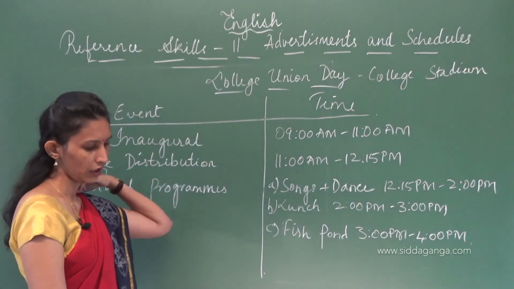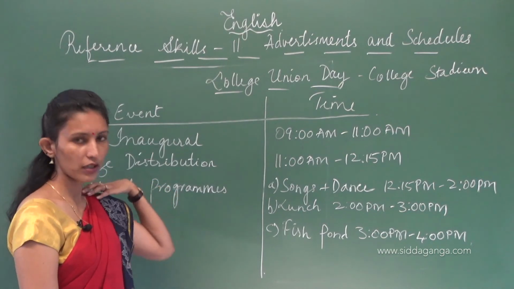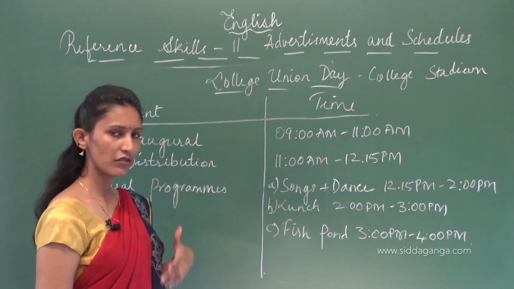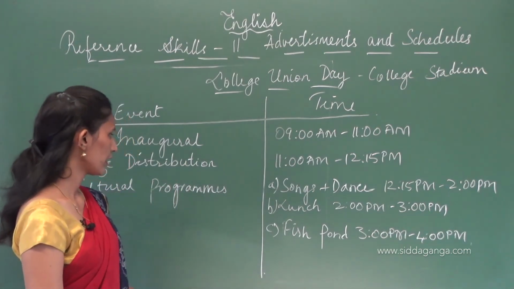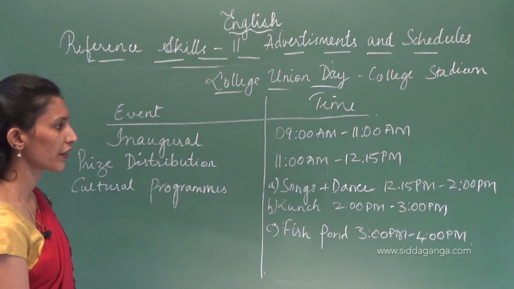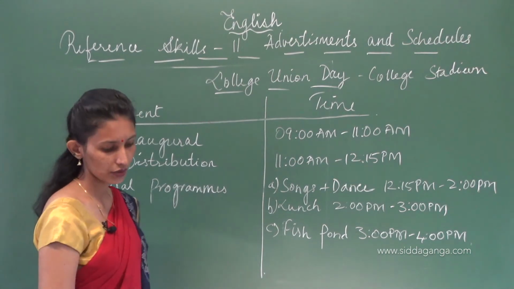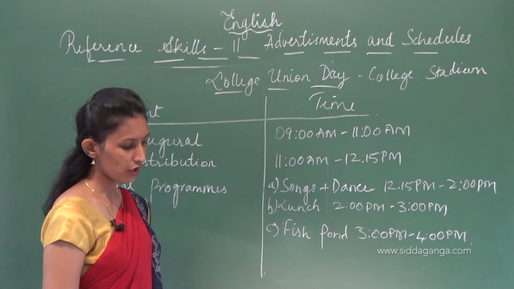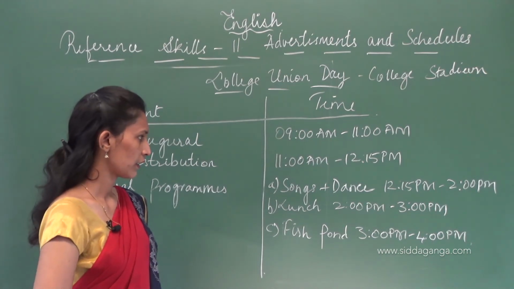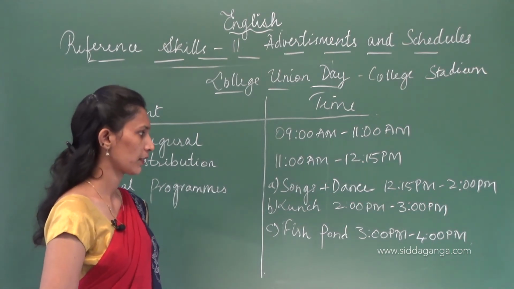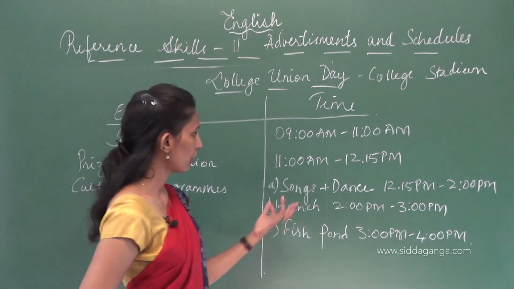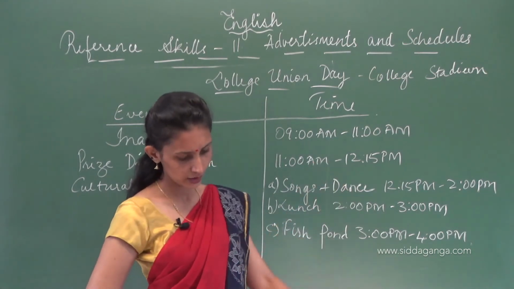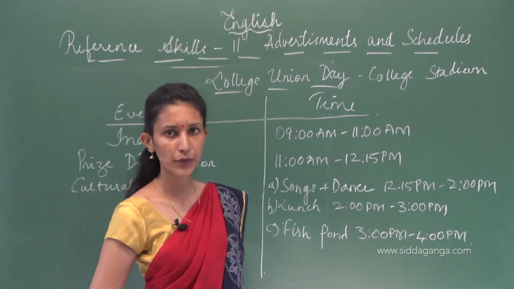Then, what is the time allotted for fish pond? 3 p.m. to 4 p.m. Okay. How many cultural programs are there? Song, dance and fish pond. Either you can write song, dance and fish pond, or 3, or if they have clubbed these two, they have written songs and dance, so 3 of them.